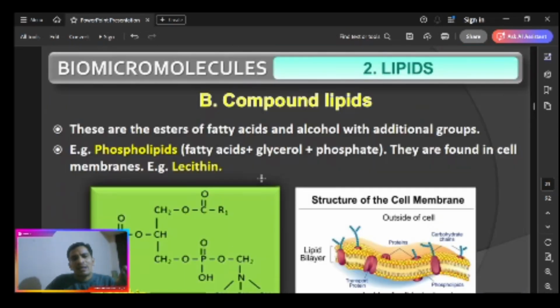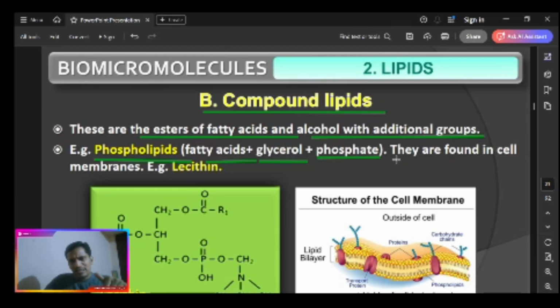And the second type is the compound lipids. These are esters of fatty acids with alcohol, and an additional group will be there. Phospholipids: fatty acid plus glycerol is the simple lipid. If you add a phosphate group, that becomes a compound lipid, right? I hope you understand.